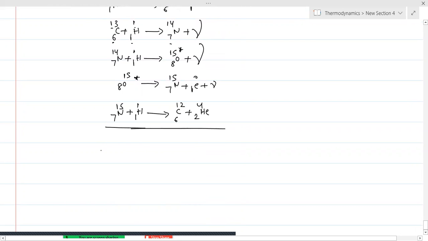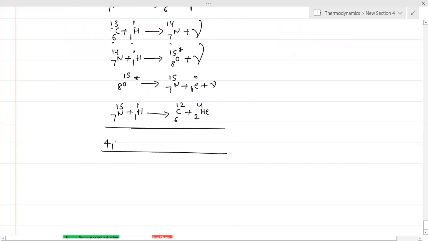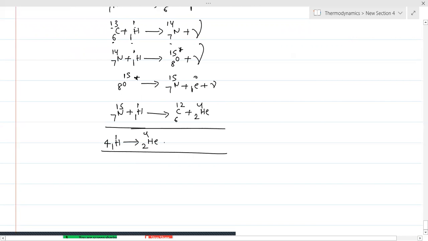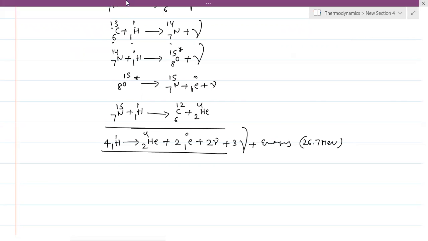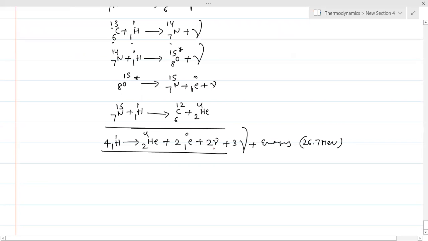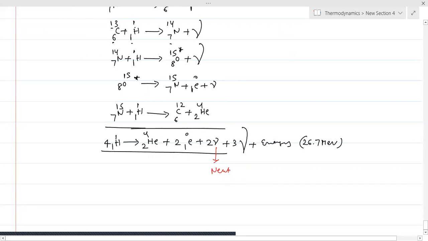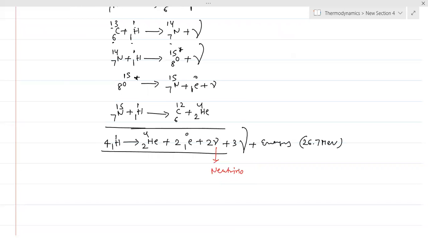So by combining all these, by solving this, again we will get a similar expression as the previous one: 4 1H1 gives rise to 2 helium 4 plus 2 1E0 plus 2 neutrino plus 3 gamma ray plus energy. That energy is in the order of 26.7 MeV. So this is the neutrino actually. We have 2 neutrinos and 3 gamma particles.